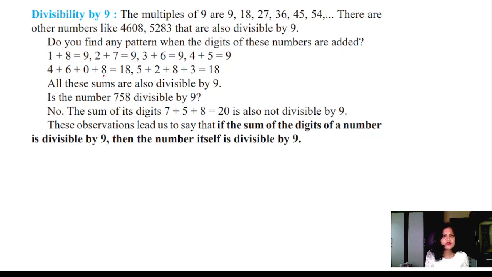4 plus 6 plus 0 plus 8: 4 plus 6 is 10, 10 plus 8 is 18. 18 is divisible by 9. 5 plus 2 plus 2 plus 8: 10, 10 plus 5 is 15, 15 plus 3 is 18. 18 is divisible by 9. All these sums are divisible by 9. Is the number 758 divisible by 9? 7 plus 5 plus 8 is 20. 20 is not divisible by 9. These observations lead us to say that if the sum of the digits of a number is divisible by 9, the same as the divisibility test for 3, then the number itself is divisible by 9.